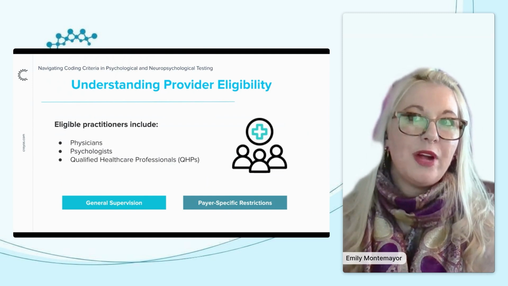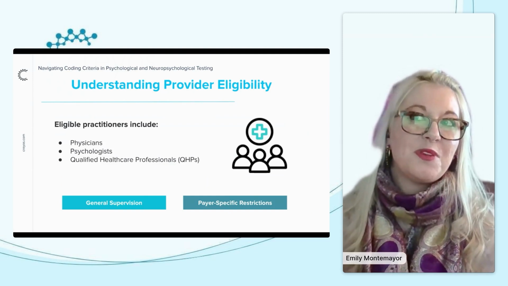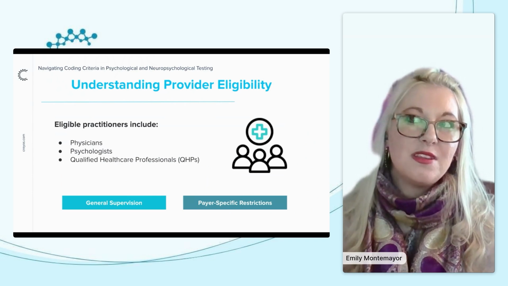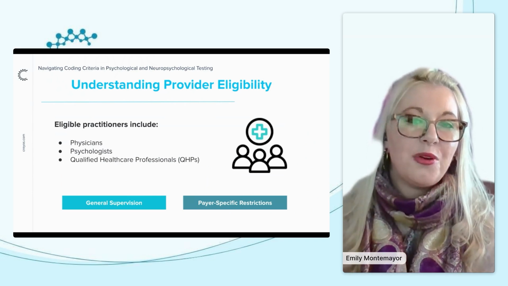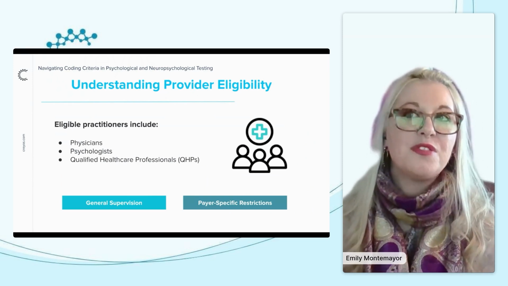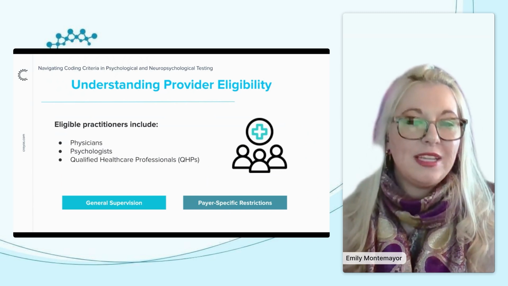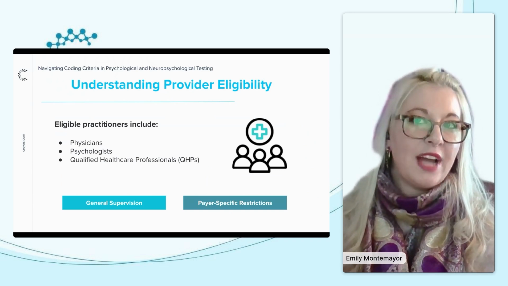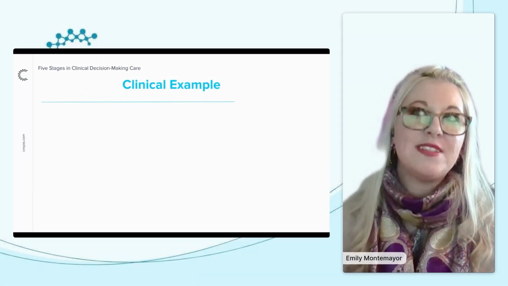To avoid claim corrections and rejections, thoroughly review payer-specific requirements before submitting claims. This ensures compliance with both documentation standards and coding expectations. By aligning provider credentials, supervision levels, and payer-specific rules, we can support accurate billing while reducing the risk of denials and audit issues.